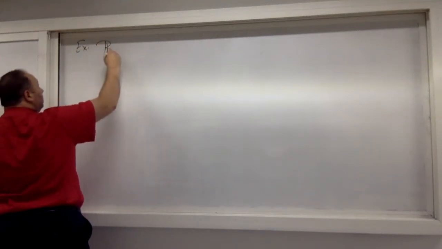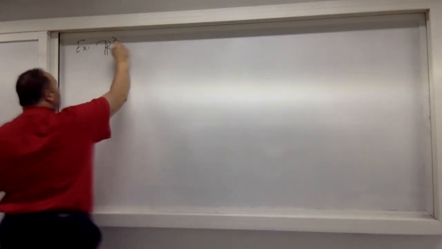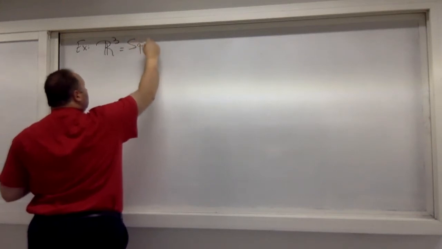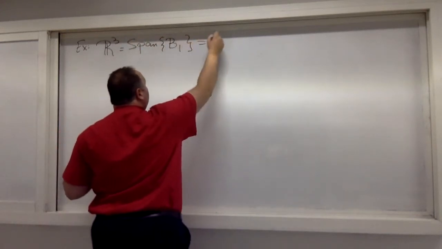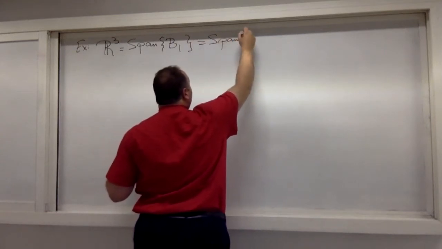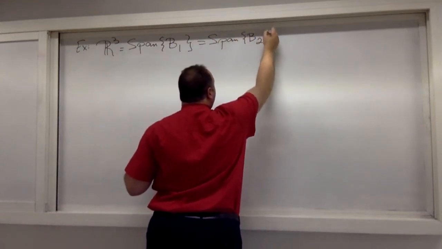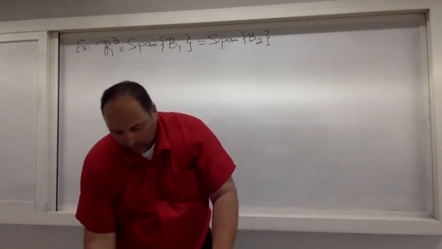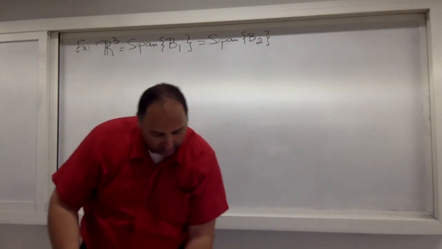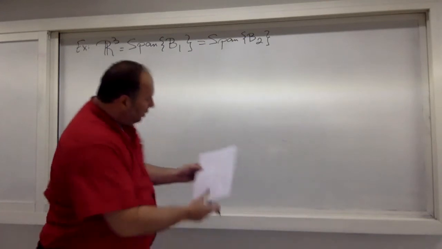So R3, span of B1 is equal to span of B2, and I'm going to define B1 and B2. Obviously these are bases with vectors having 3 components.